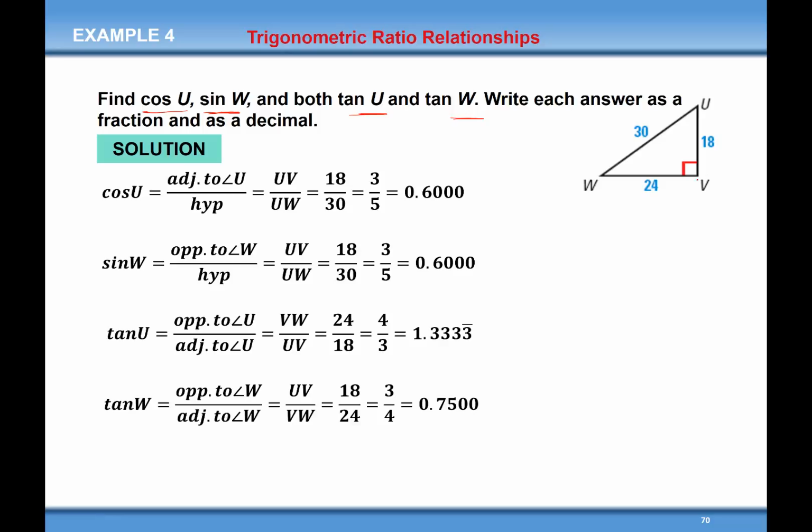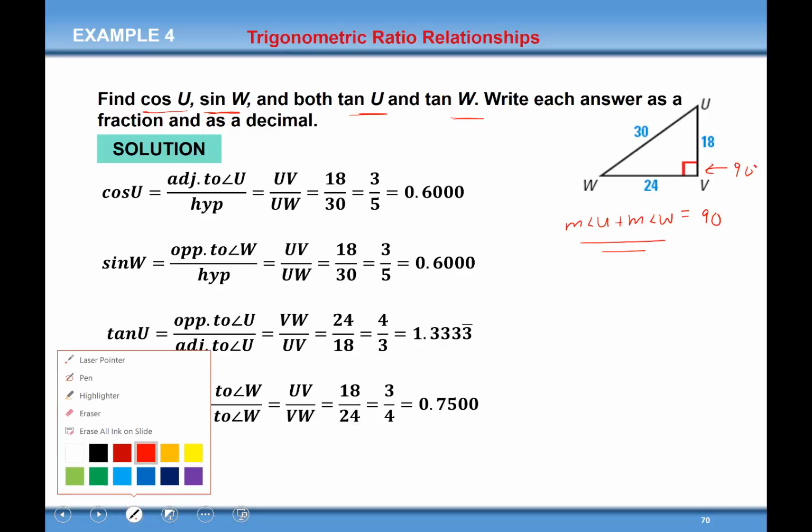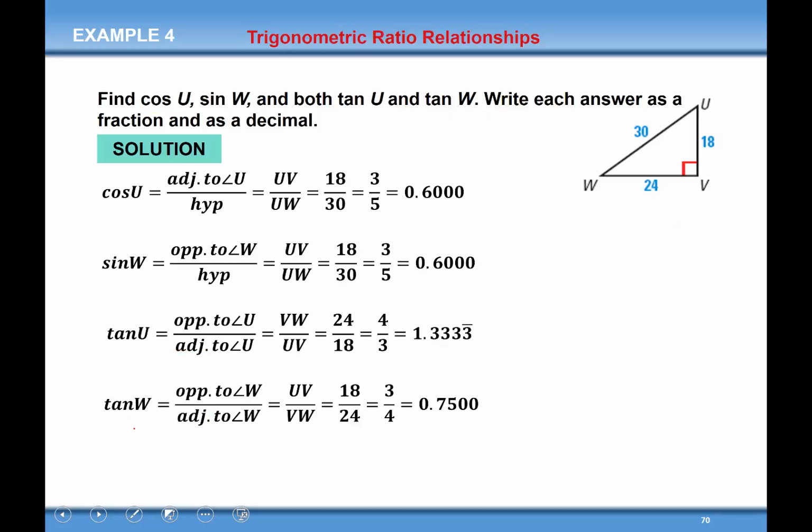First of all, since v is 90 degrees, then we know that the measure of angle u plus the measure of angle w must also be 90 degrees. That tells us that these two angles are complementary angles because they sum to 90 degrees. So I want you to keep that in mind in terms of what we're about to talk through.